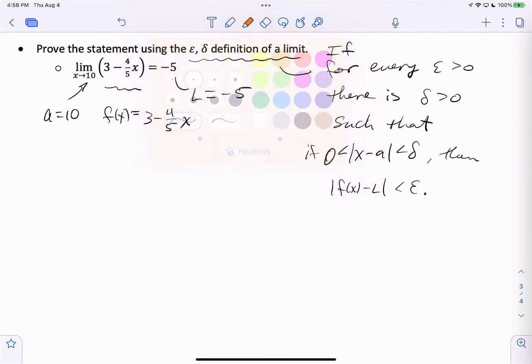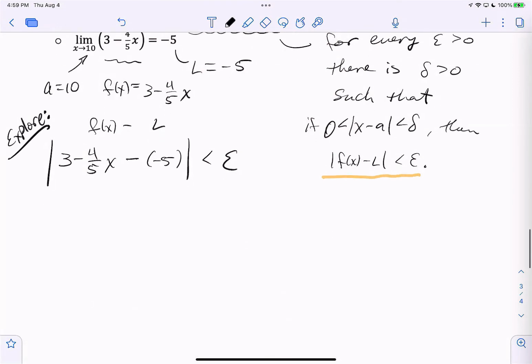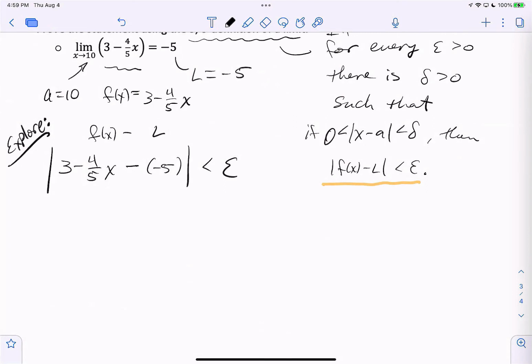Now, as before, we're going to start with the epsilon inequality. So the absolute value of 3 minus 4/5 x minus a negative 5, right? So that's our f of x minus L is less than epsilon. This is the beginning of our exploration. And we'll just see what happens when we simplify inside the absolute value. I have the absolute value of negative 4/5 x plus 8 is less than epsilon.